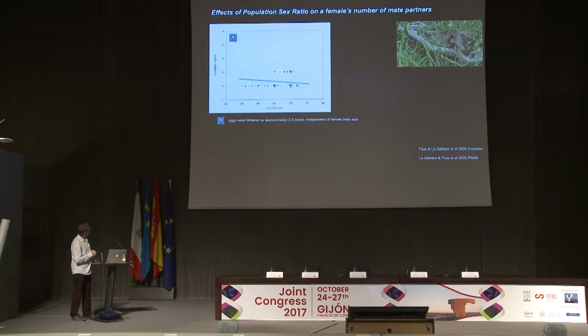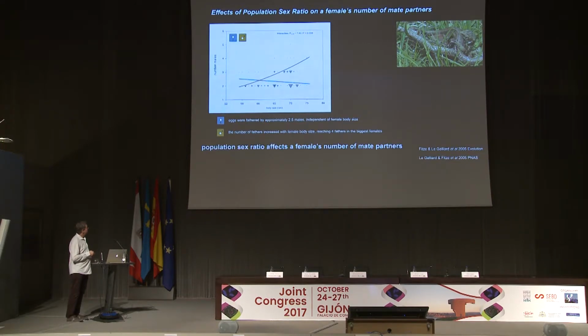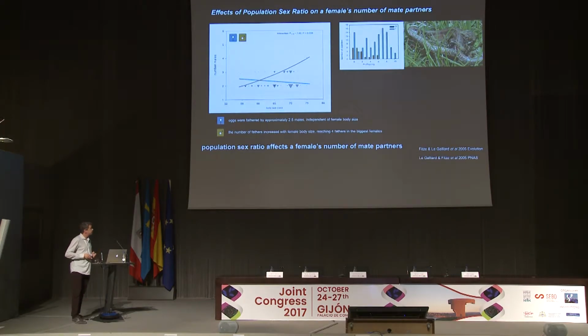So here you have the female's body size, and here the number of males that fertilized her eggs. And in female-biased populations, what is this blue line, you see there is no selection going on at the level of female body size. Eggs were followed by approximately 2.5 males. However, in male-biased populations, the number of fathers increased with female body size, reaching up to 4 fathers in the biggest females. That means population sex ratio affects a female's number of mate partners.